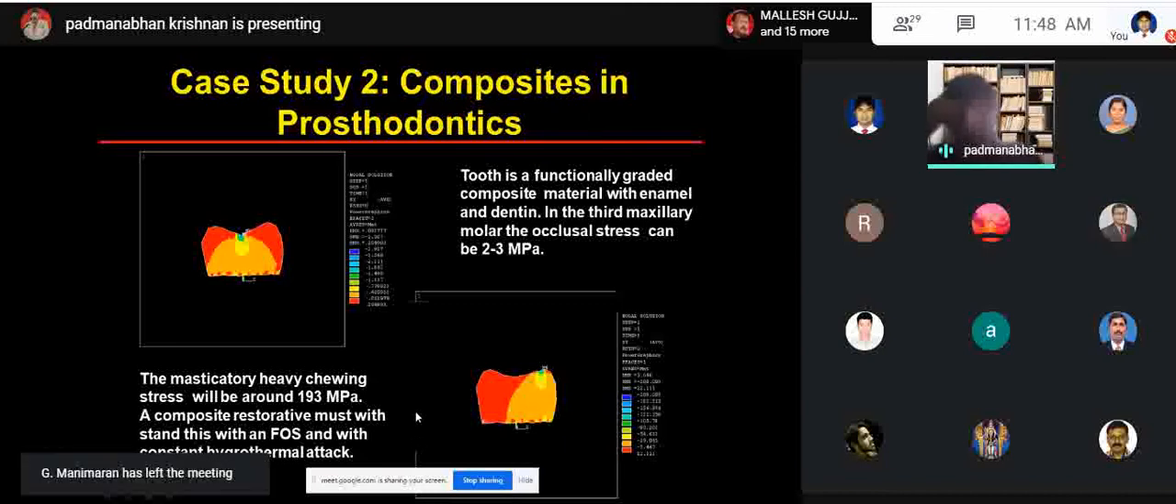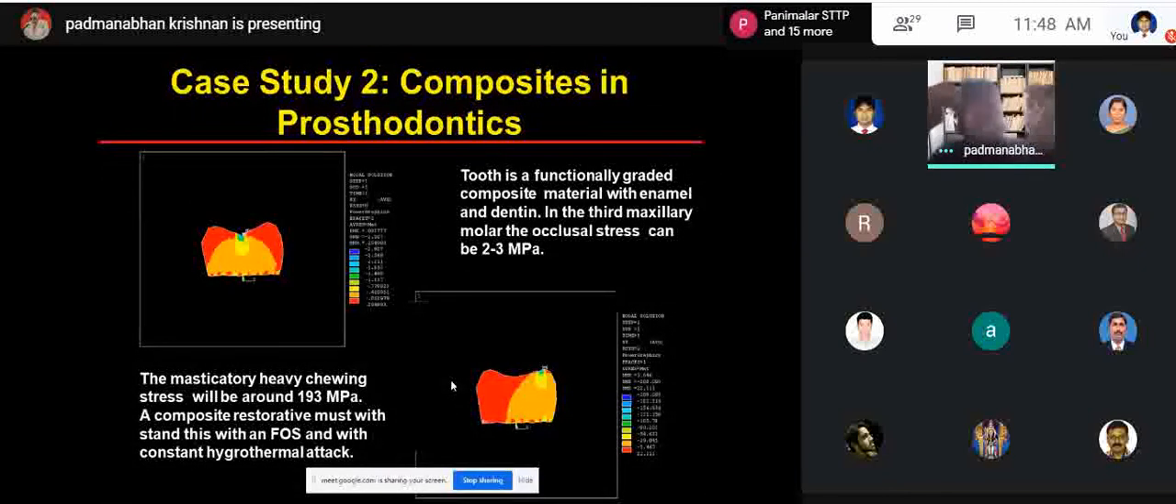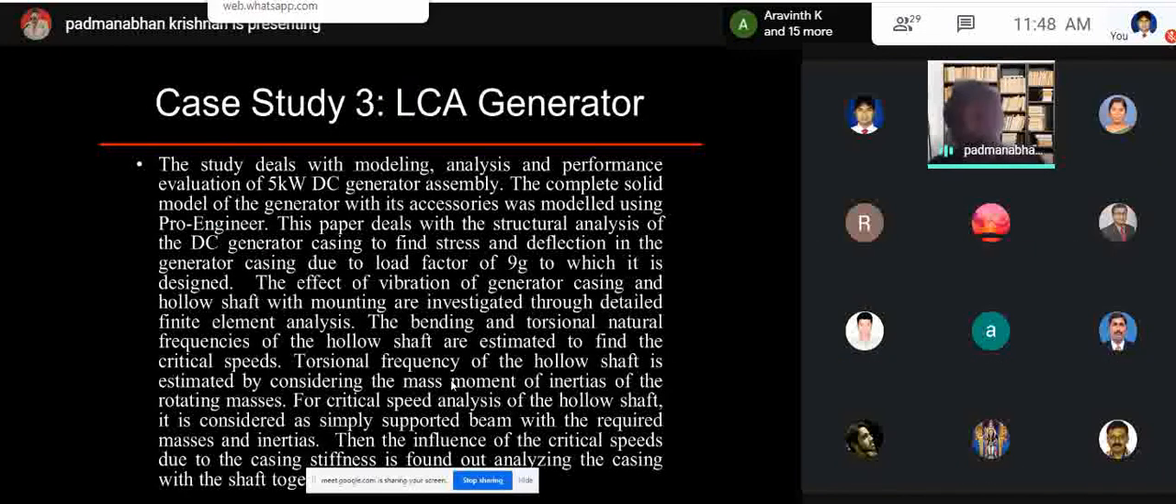So a composite restorative must withstand this with a factor of safety and with constant hydrothermal attack. Tooth is a functionally graded composite with the enamel and dentin. So you have to model the tooth with enamel, then dentin, then soft dentin, and then the root section and all. So in the maxillary molar, the occlusion stress can be about 2 to 3 MPa. That is the occluding, the side by side thing, chewing. So these were all modeled.